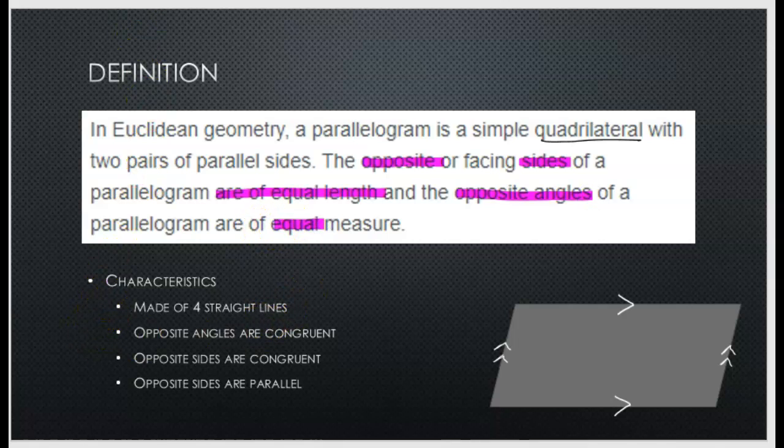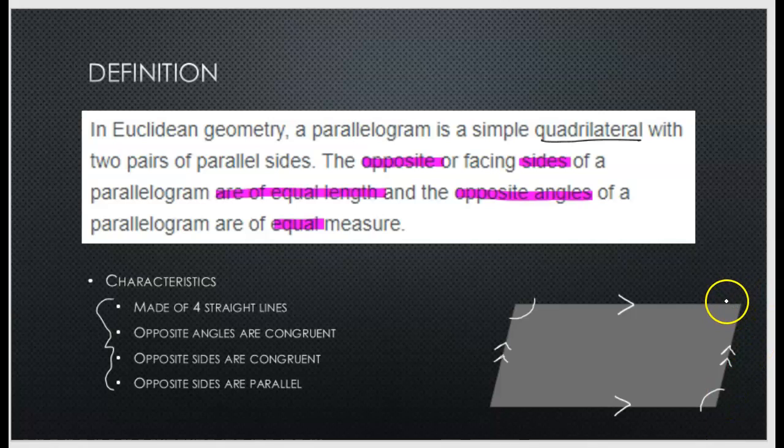Okay, so what I did down here is just make a list of some of the characteristics of parallelograms. I kind of pulled that out of that paragraph form of the definition. So characteristics of a parallelogram. It's made up of four straight lines. It's a quadrilateral. Opposite angles are congruent. Here's what that means if we look at it on the diagram. This angle and its opposite angle are the same measure.